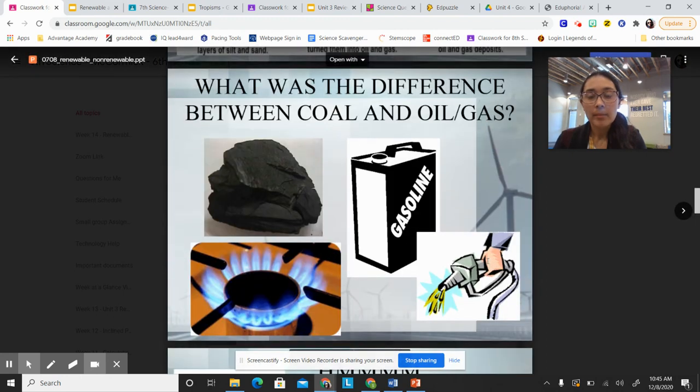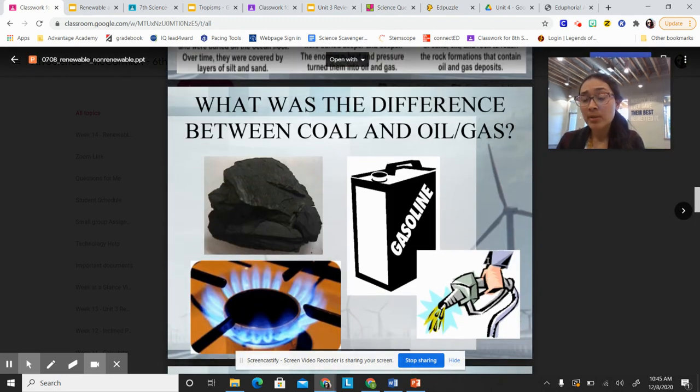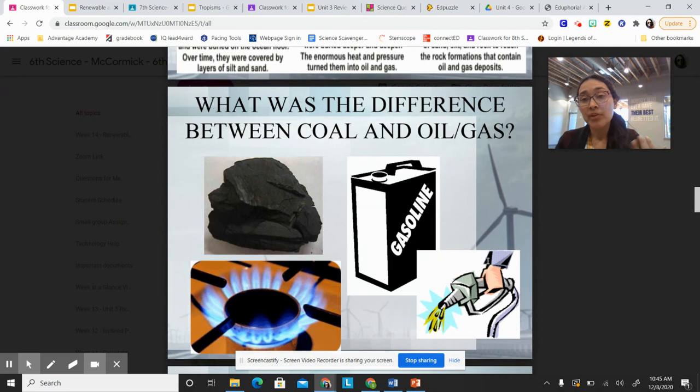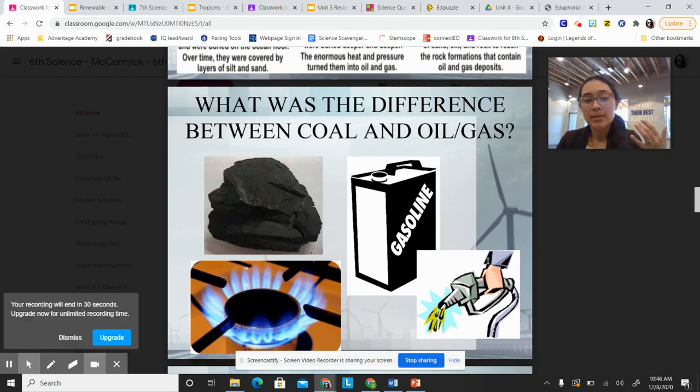Okay. And the reason we use them is because they're cheap, they're easy to find, and they don't take up a lot of room. The factories that we make do not take up a lot of space to make this energy.